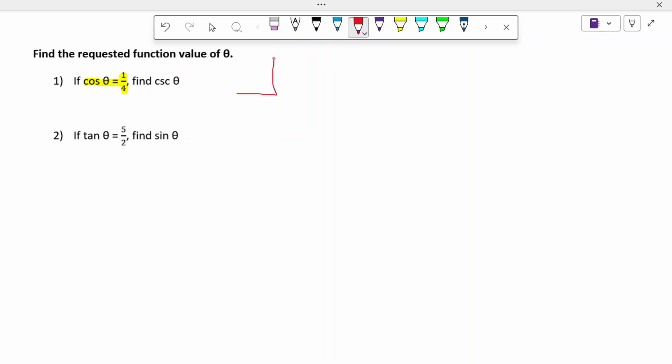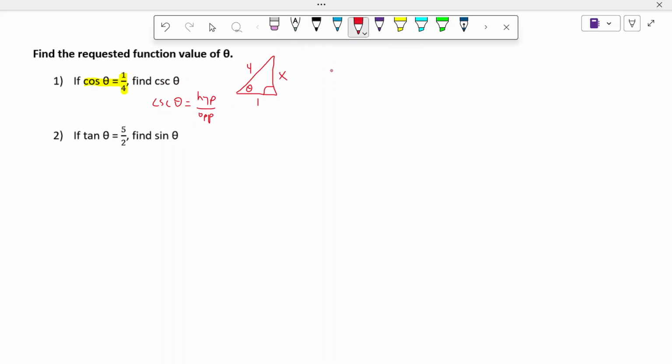Since we know the cosine of this mystery angle, which I'll call theta, we know the adjacent over the hypotenuse. So this must be the adjacent and this must be the hypotenuse. Of course we're supposed to find the cosecant, and remember cosecant is the reciprocal of sine, so it's the hypotenuse over the opposite, because sine is opposite over hypotenuse. So we really need this opposite side here.